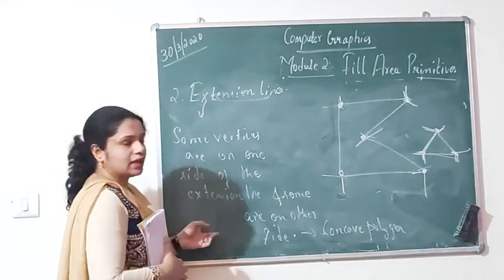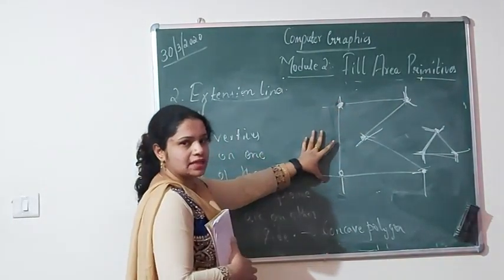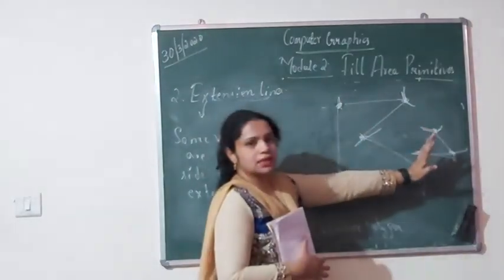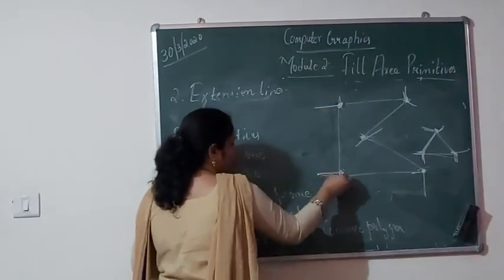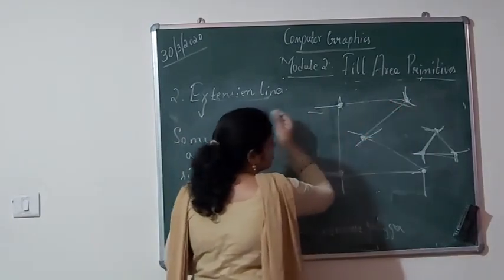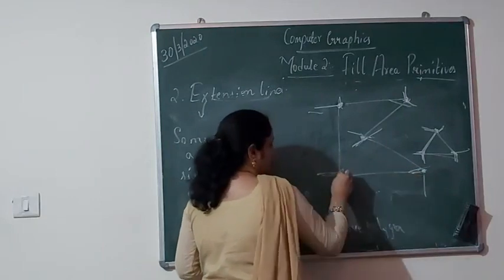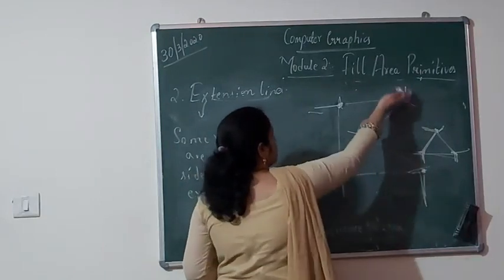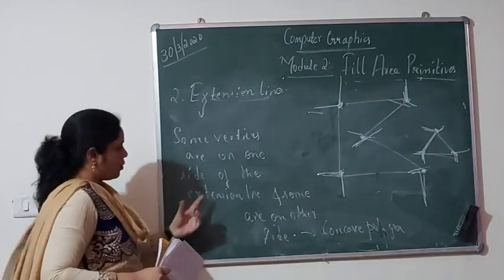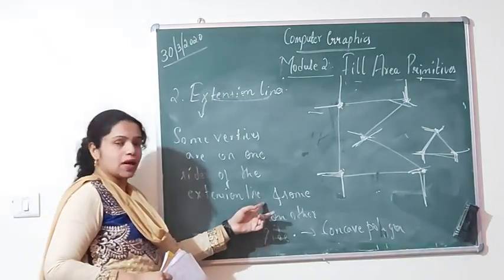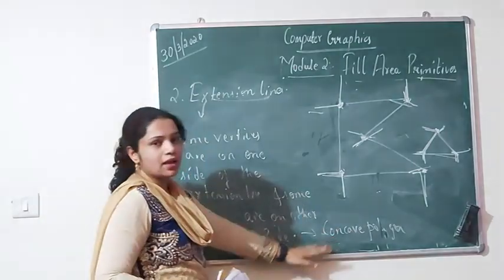But for concave, we have extension lines where some vertices are on one side of the extension line, whereas some vertices are on the other side of the extension line, right? So these extension lines are going like this, right? If I take this also, this is also going towards this, right? Whereas the extension line of these vertices is going this way, the extension line of this particular edge is going the other way, right? So some vertices are on one side of the extension line and some vertices are on the other side of the extension line. Then we categorize this type of polygon as a concave polygon.